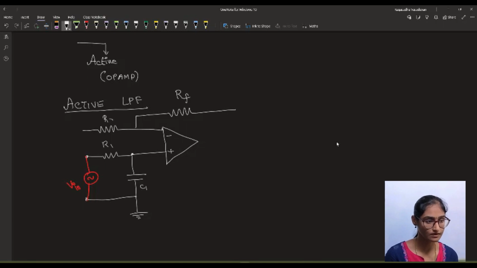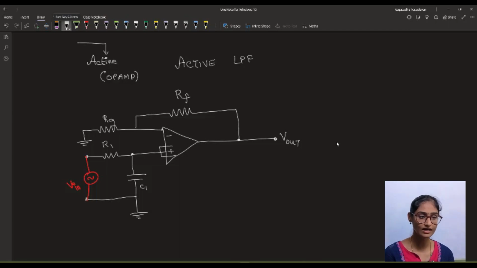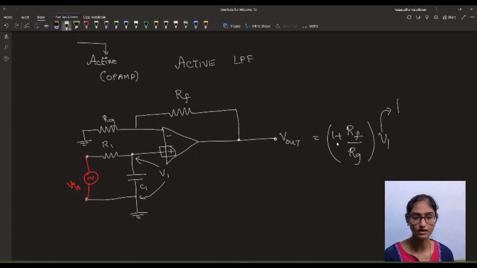This is RF, this is RG. So the voltage at the non-inverting terminal is the voltage across this capacitor, V1. We are applying V1, which is the filtered output, to the OPAMP, and we are getting the output V out, which is equal to 1 plus RF by RG times V1. What is V1? The filtered output. This V1 is the voltage across this capacitor.